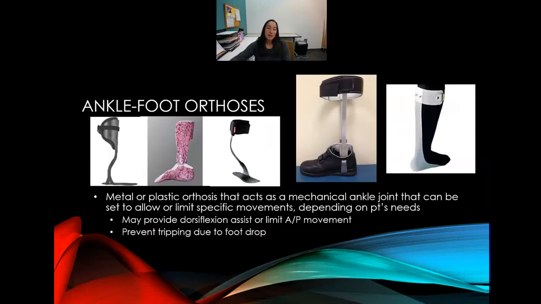An AFO, or ankle foot orthosis, can be metal, it could be plastic, and it acts as a mechanical ankle joint. It can be set to allow dorsiflexion or set to limit movement, and it just would depend on the patient's needs. So if they're very unstable and need more stability, then typically it's more rigid and does not allow any motion at the ankle joint. If they just need assistance with dorsiflexion, but they can walk and control some of the movements in the leg, then it may have a joint right there that articulates, that bends with the patient.